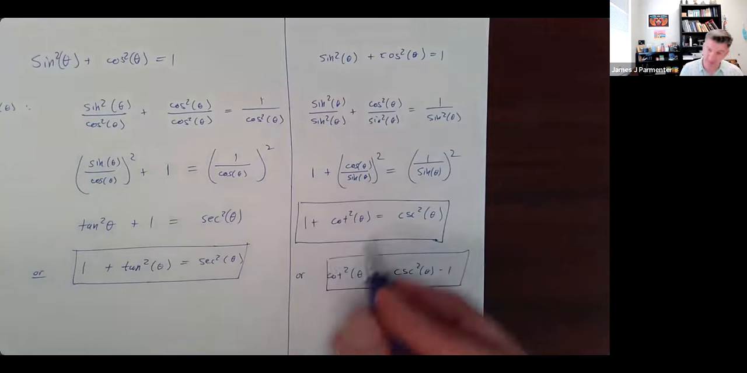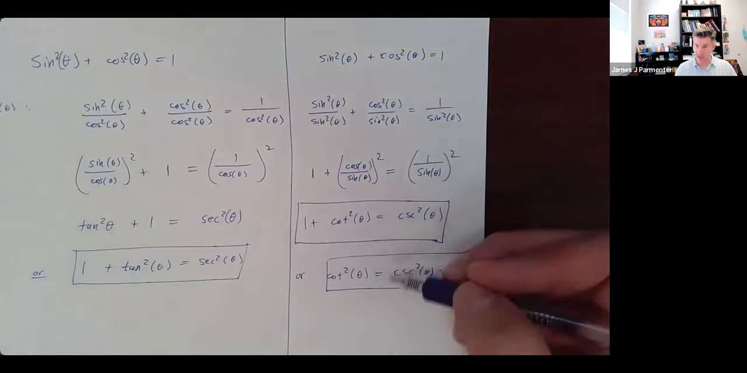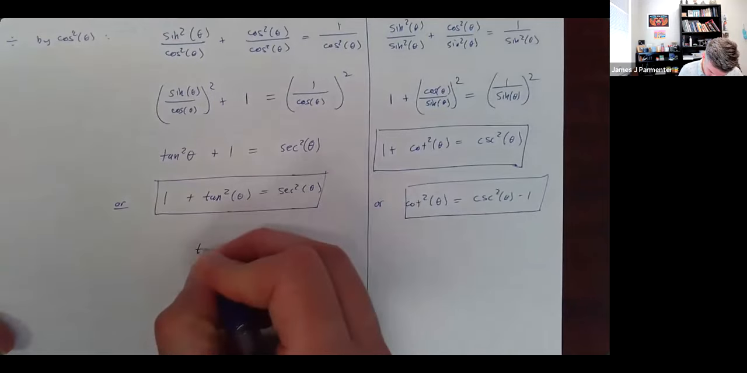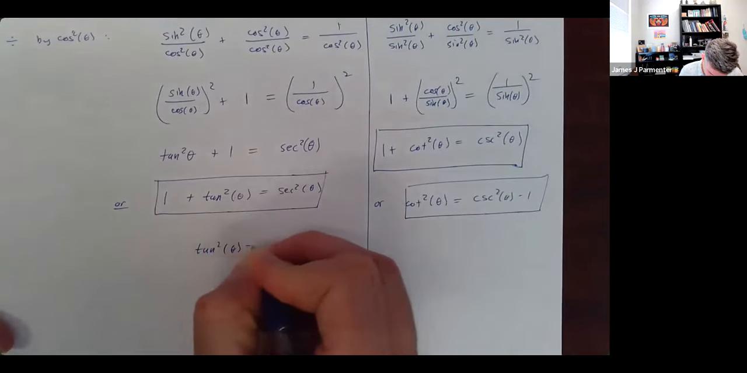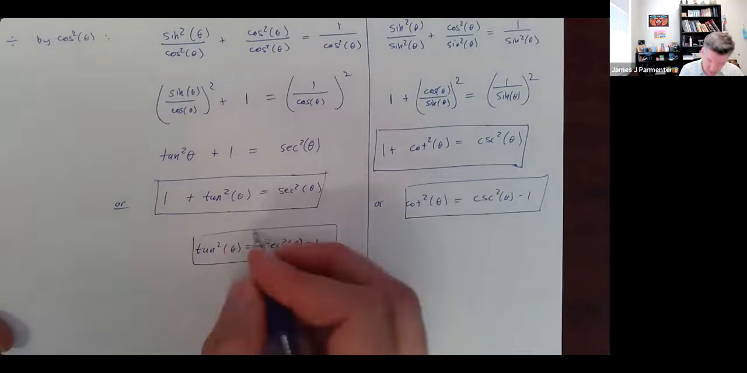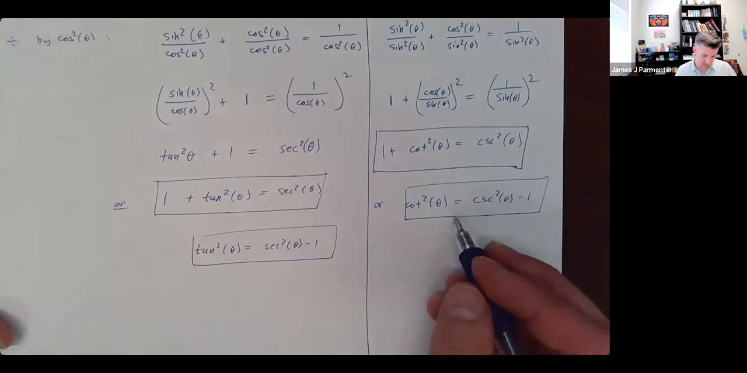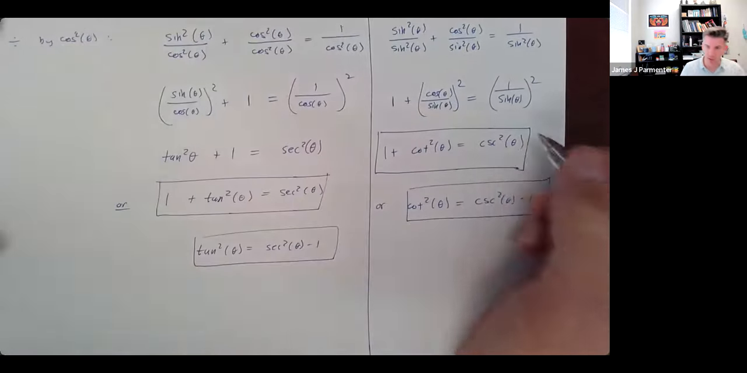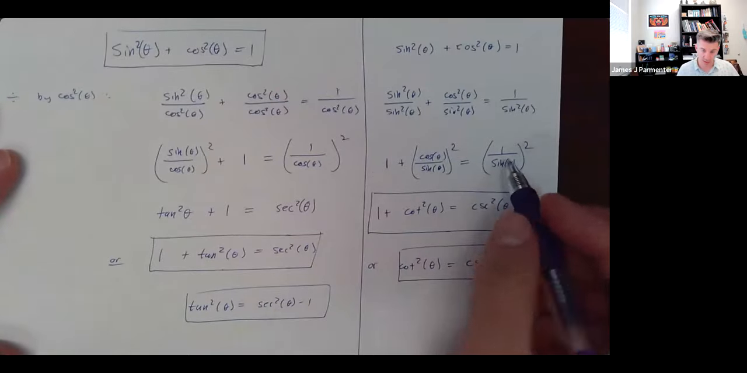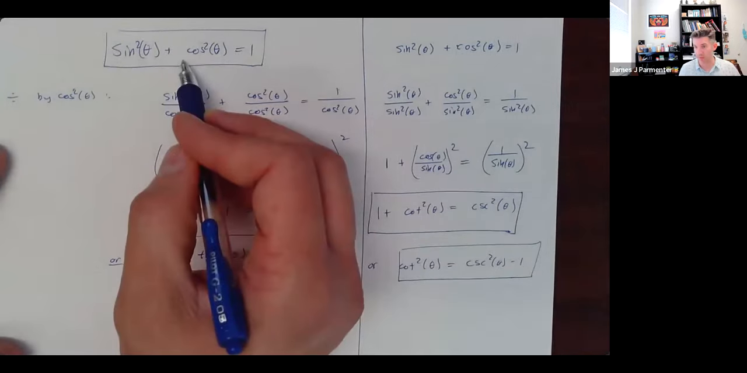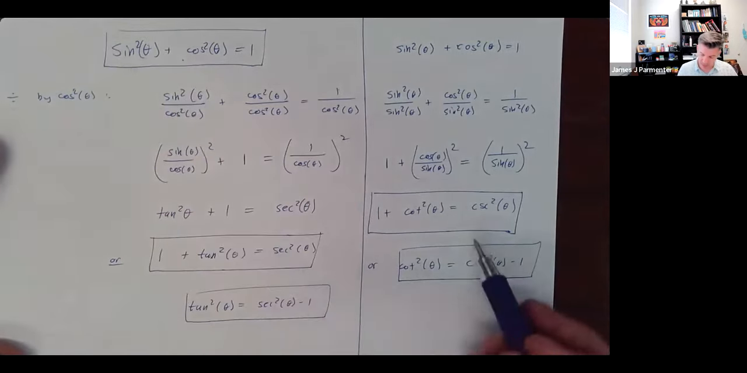These identities, the cotangent and cosecant ones, do not come up as much. These tangent and secant ones, or the other way around, tangent squared theta equal to secant squared theta minus 1, come up much more often than these two do. And of course, the one that comes up the most often is sine squared theta plus cosine squared theta equals 1, or cosine squared theta equals 1 minus sine squared theta, or sine squared theta equals 1 minus cosine squared theta. This one and its versions are more popular than these two.